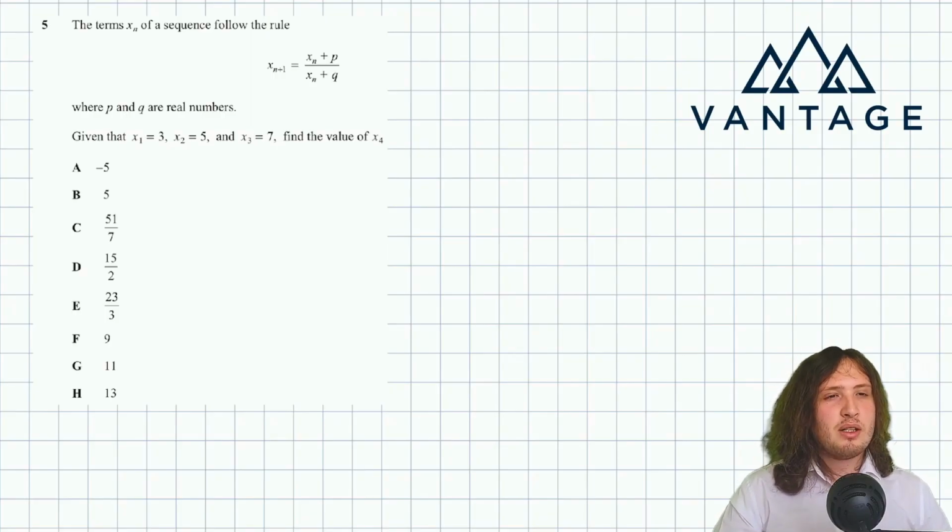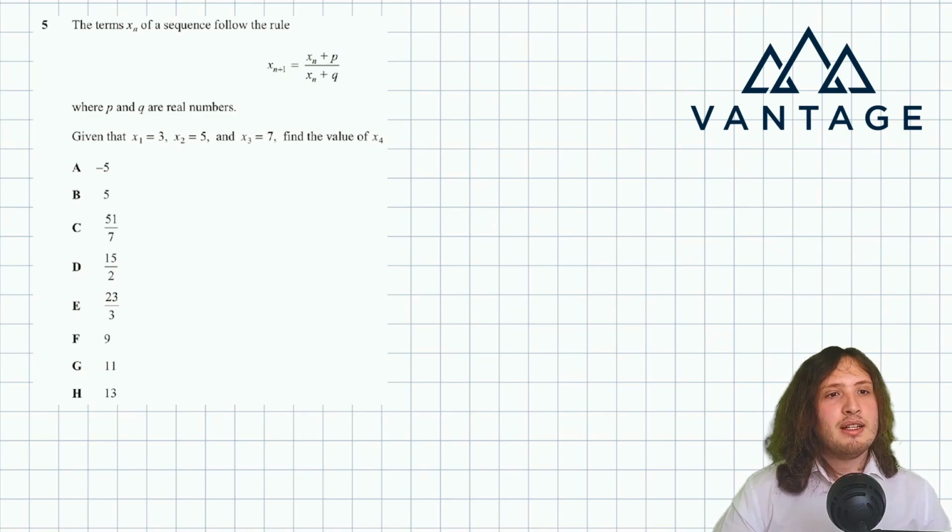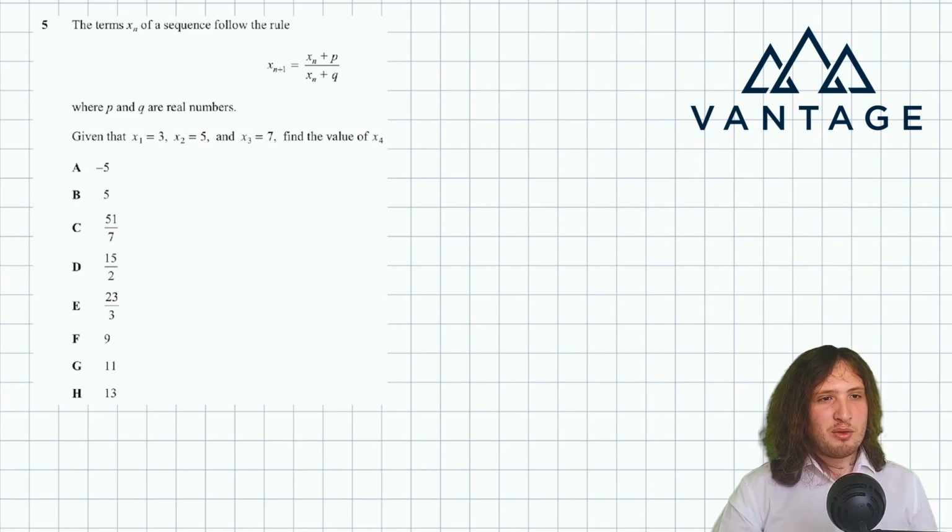In this question, we're told that the terms x_n of a sequence follow this rule. So given one term, you do that term plus p over that term plus q to generate the next term. And we're told p and q are real numbers, though we're not told what they are. And given that x1 is 3, x2 is 5, and x3 is 7, we need to find the value of x4. So I guess what we need to do here is pretty straightforward.